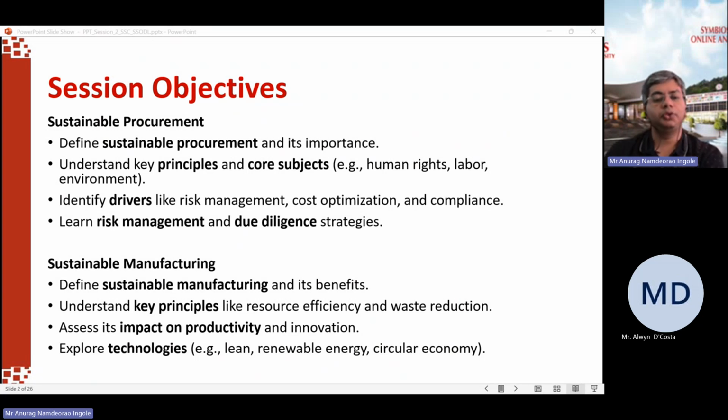Then we will move to sustainable manufacturing, where we will define sustainable manufacturing and its benefits. We'll understand its key principles like resource efficiency and waste reduction. We'll assess its impact on productivity and innovation. And we will explore some technologies or techniques that we can use towards sustainable manufacturing.